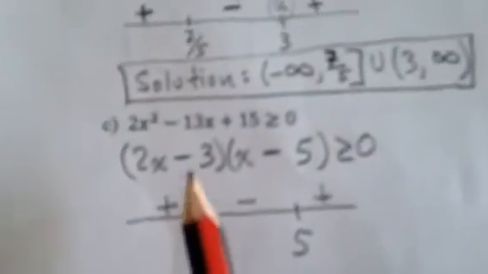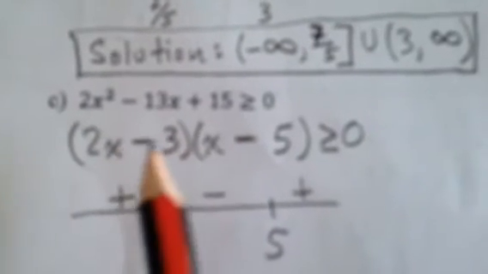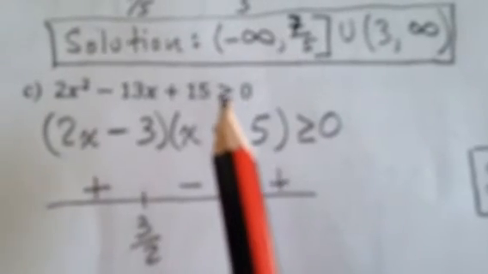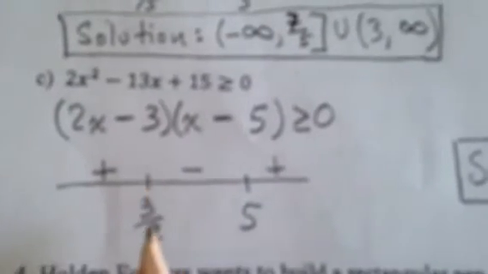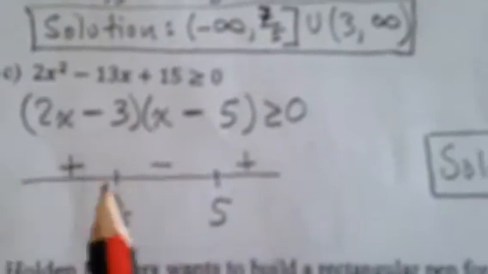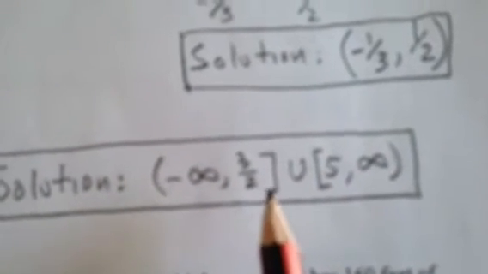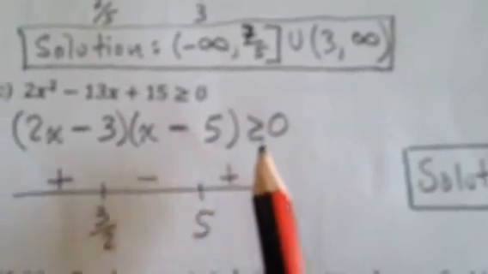The next inequality is a quadratic inequality, but it's not factored, so you had to do that little bit of work there to factor it. It factors like this, and again, we're looking for greater than or equal to 0 in this one, which means I want the regions that are positive. And so my 3/2 and +5, I test those, and these are the regions. So my solution then is from -infinity to 3/2 union 5 to infinity, including both of those values there, because of the greater than or equal to sign in the inequality.